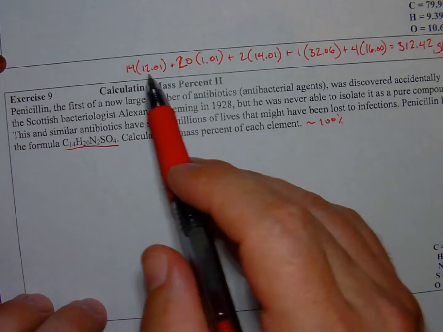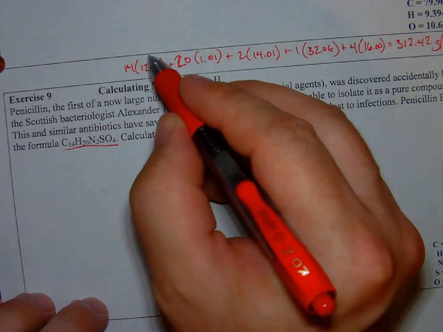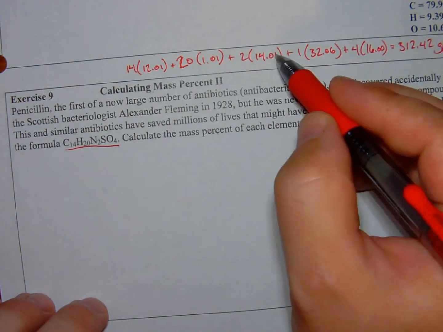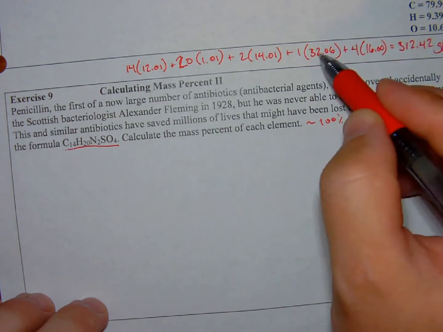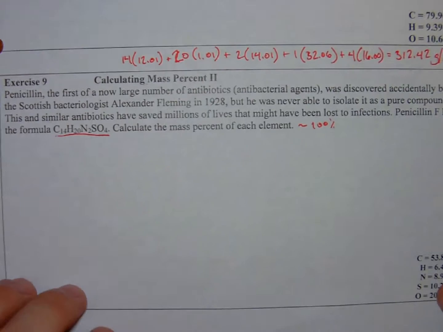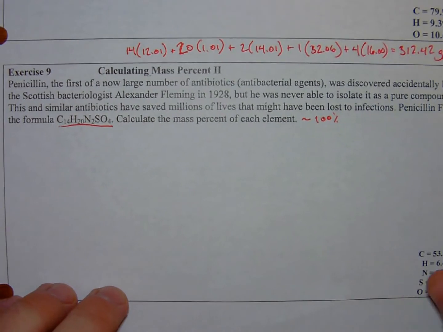Now I'm going to take this total. I'm going to divide 5 different things. I'm going to divide the mass due to carbon by the total, the mass due to hydrogen by the total, the mass due to nitrogen by the total, the mass due to sulfur by the total, the mass due to oxygen by the total. Multiply them each by 100%, and I'll be good to go.